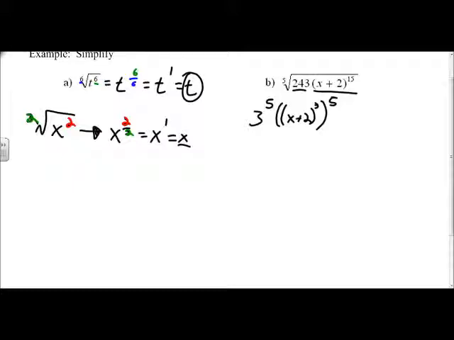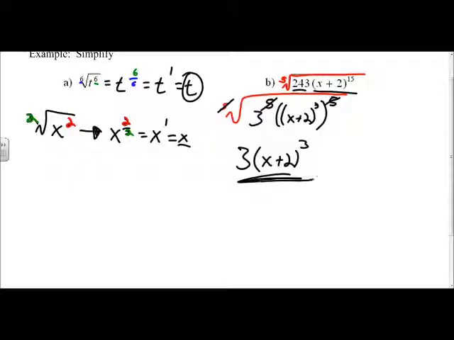Now all of that is under the 5th radical. So we look at it as such. Now again, 5 and 5, and our 5 here leaves us with 3 times x plus 2 to the third power. And so in this case, this is our final answer. And that's everything we have for 5.5.